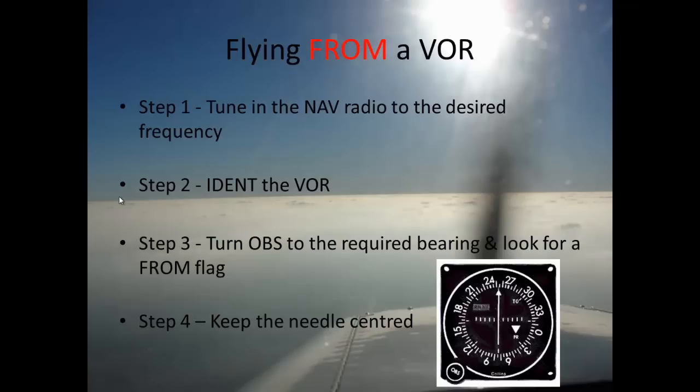You can see here on this diagram on the right hand side, good example, there's your OBI, OBS is your dial to the bottom left. We can clearly see that we have a centered needle. This one is on a radial of, what's that, 253, there or thereabouts, and we have a from flag.